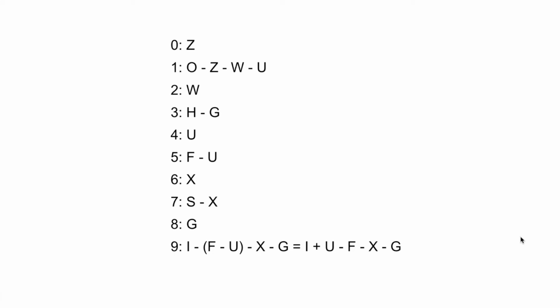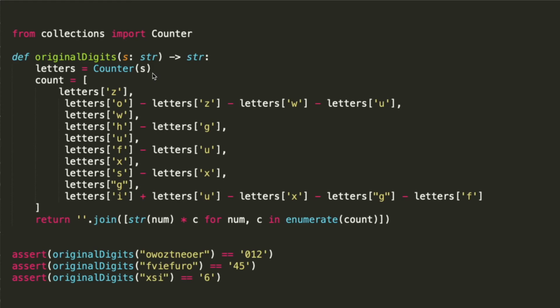This is not the only possible pattern. Some numbers have other possible combinations. Once we have this pattern, the code is very simple. First, we count the occurrences of each letter. This is the pattern for numbers 0 to 9. Then add numbers in the result.